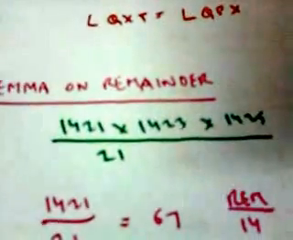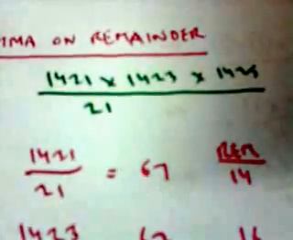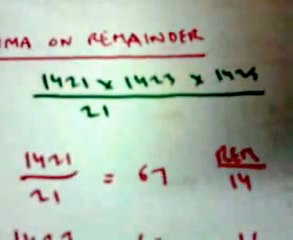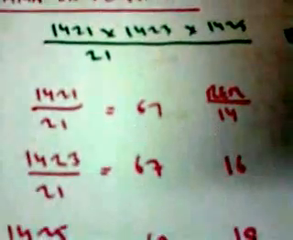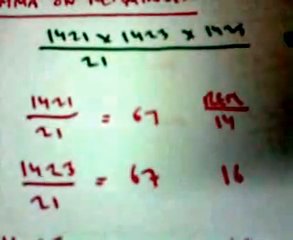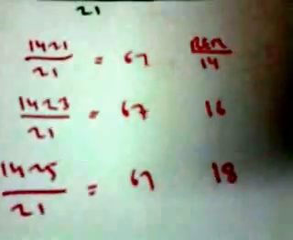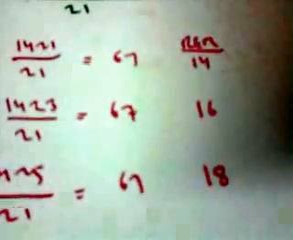So we use the property of lemma on remainders. First we divide 1421 by 21. 67 is the quotient and remainder is 14. 1423 divided by 21, again the quotient is 67 and remainder is 16. 1425 divided by 21, again the quotient is 67 and remainder is 18.